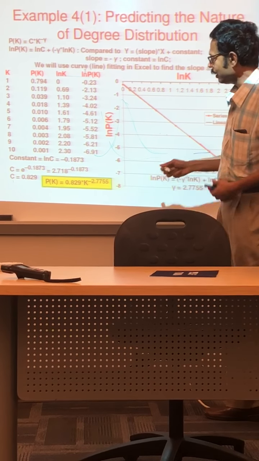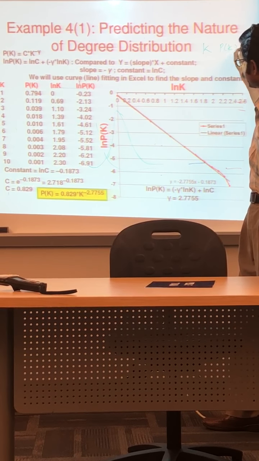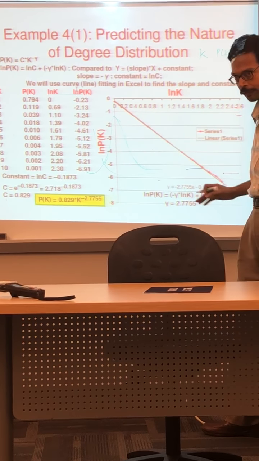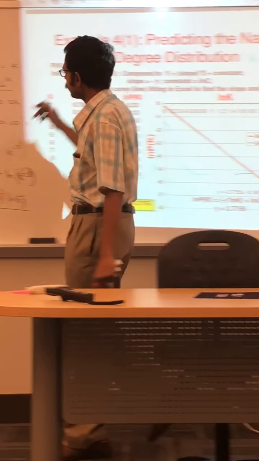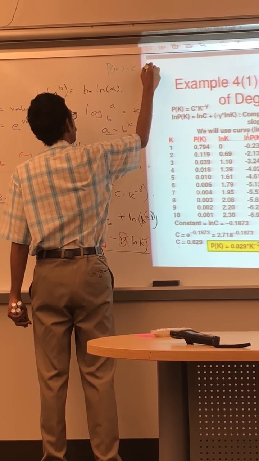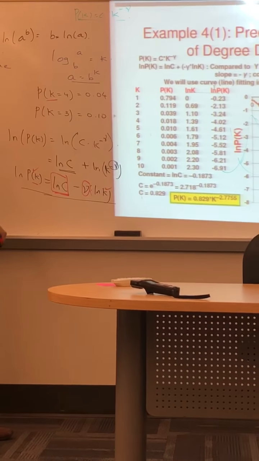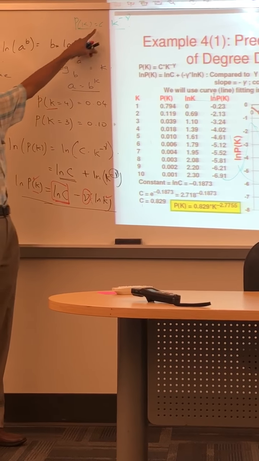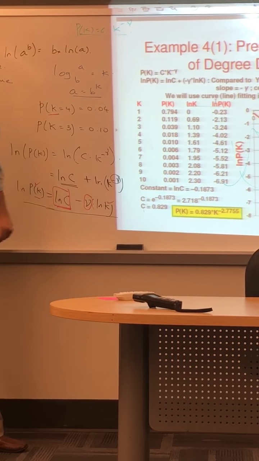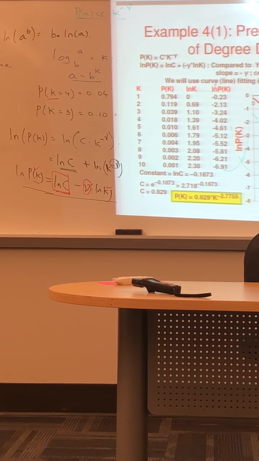If it's scale-free, since you're given K versus P of K, we can fit this and find the power law constants. What are the power law constants? P of K is C times K to the negative gamma. So we can fit the K versus P of K values and find the C and the exponent gamma. Is that clear? Let us see how to do that.